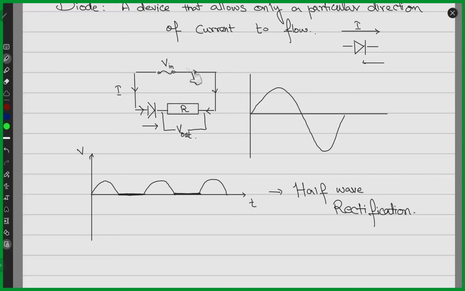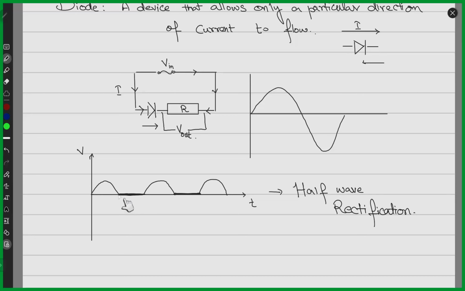Now the current changes its direction because it's an alternating current, right? So first it flows in one direction, and in the next cycle it flows in the opposite direction. Now when it flows in the opposite direction, because the diode is only allowing this directional current to flow, this part of the current is not going to flow in the circuit at all. There will be no current for that amount of time where it had changed its direction.